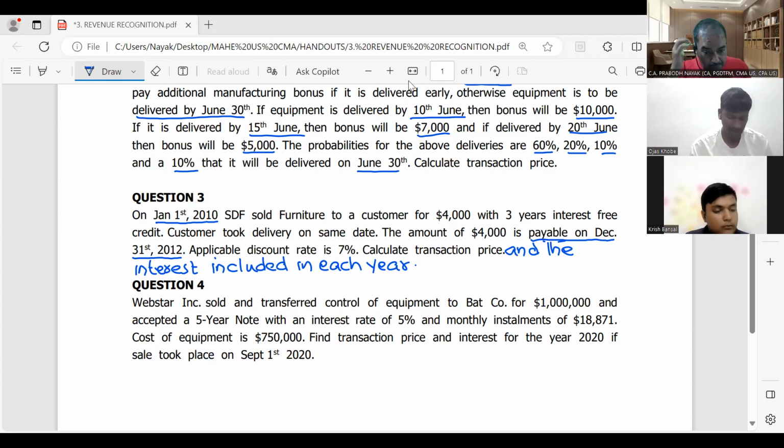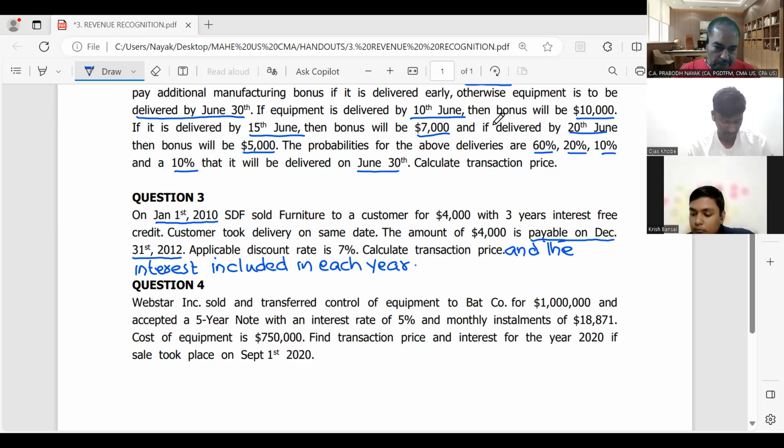Sir, first, calculating the transaction price, we need to get the present value. So it will be future value into 1 by 1 plus r raised to the power n. So it will come to 3265. The transaction price will be 3265.